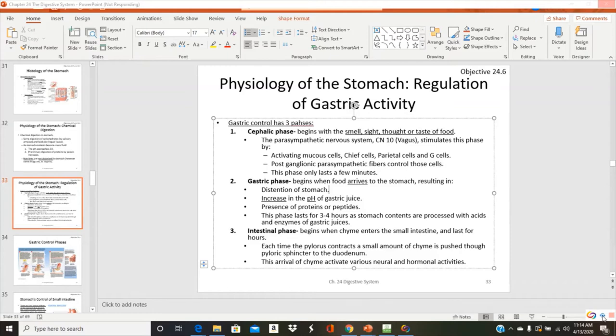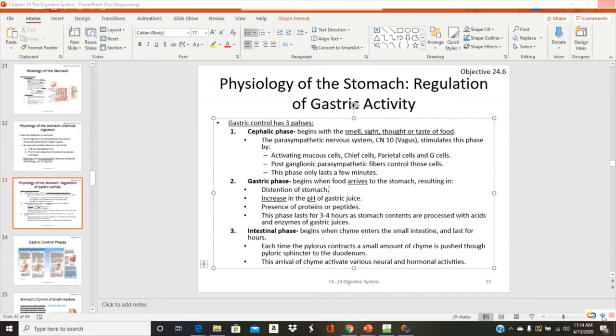Now, the gastric phase is when the food actually gets to the stomach. And when the stomach distends, that's one of the things that's going to happen. When food gets to the stomach, the pH starts to go up. You start to reduce the acidity, food makes it more basic because you're using the acids up. You start to get proteins and peptides, but it only lasts about 3 to 4 hours because the acids and the digestive enzymes are processing the food.